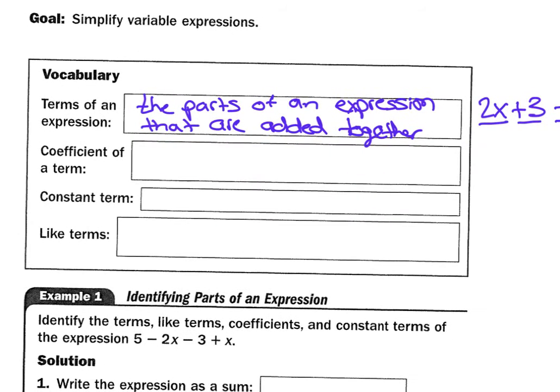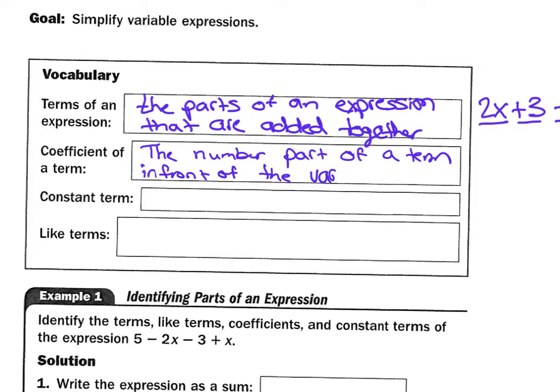The coefficient is the number part of the term, like the 2 in front of the x. So we're going to say the number part of a term in front of the variable. So in our example up above, the 2 is the coefficient.